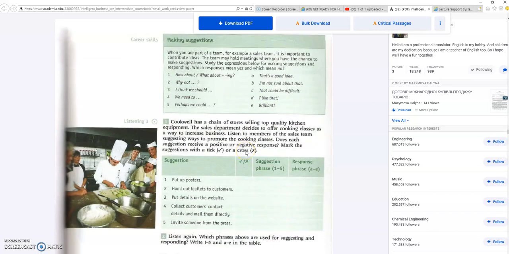Okay, so we have: Cookwell has a chain of stores selling top quality kitchen equipment. The sales department decides to offer cooking classes as a way to increase business. Listen to members of the sales team suggesting ways to promote the cooking classes. Does each suggestion receive a positive or negative response? Mark the suggestion with a tick or a cross.